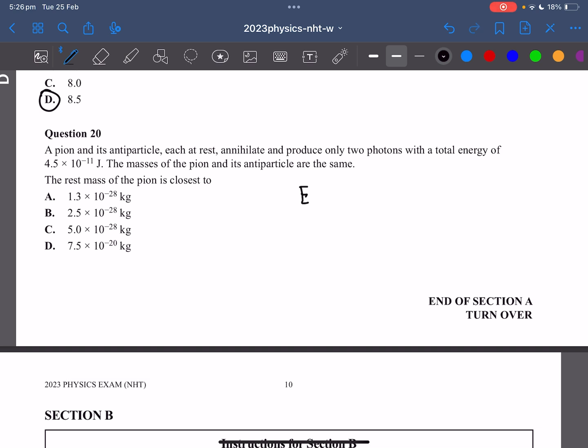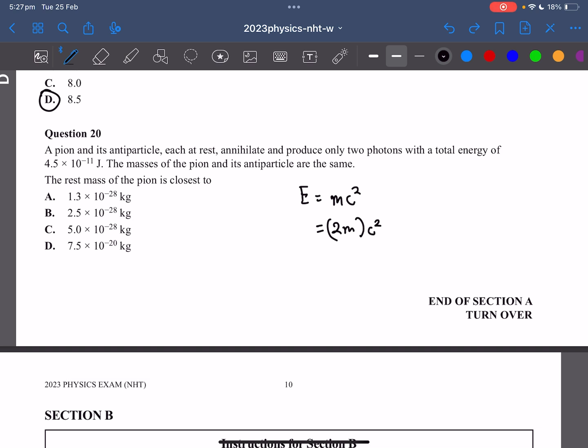Very well. We're going to be using E equals mc squared for this one. But rather than using m, we have to use 2m c squared, because we are finding the mass of the pion, and the masses of the pion and antiparticle are the same. So 2m will give us the total mass of the pion and its antiparticle, and we just have to divide that by 2. So if you want to get m, we have to use 2m, if that makes sense.